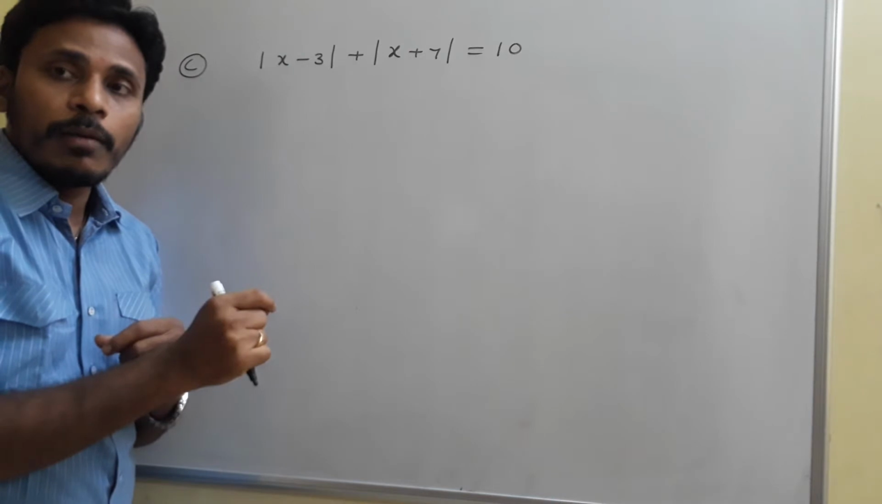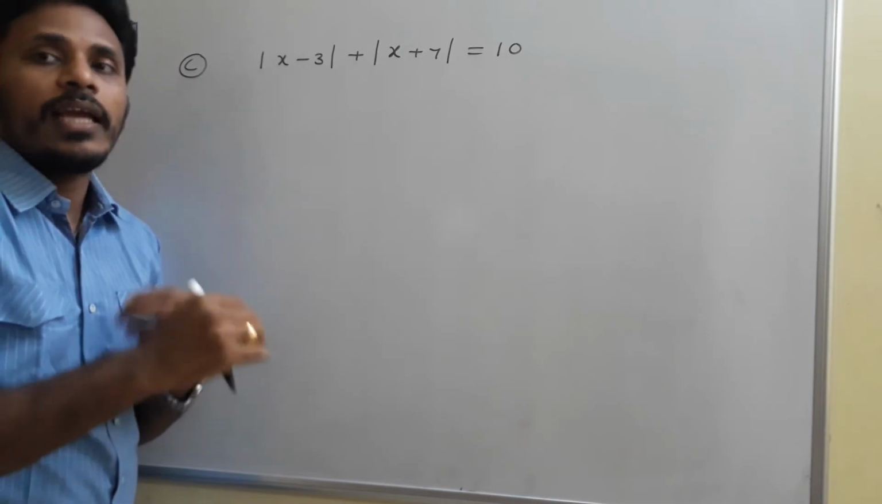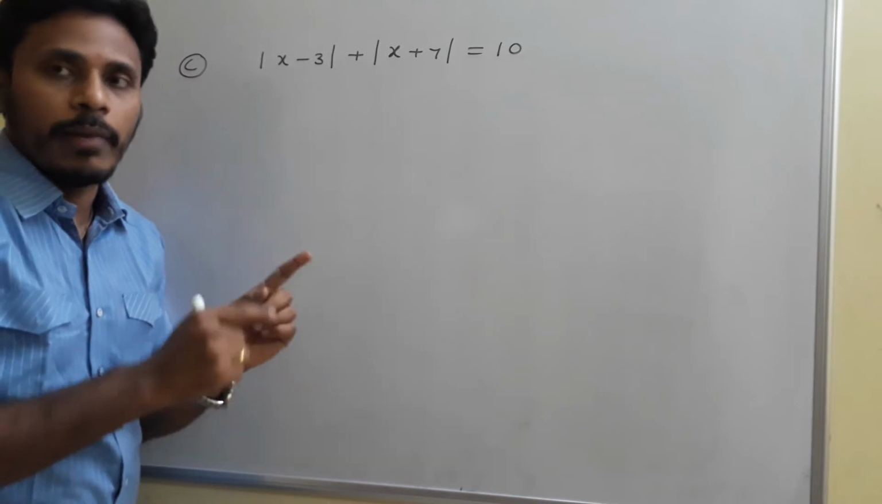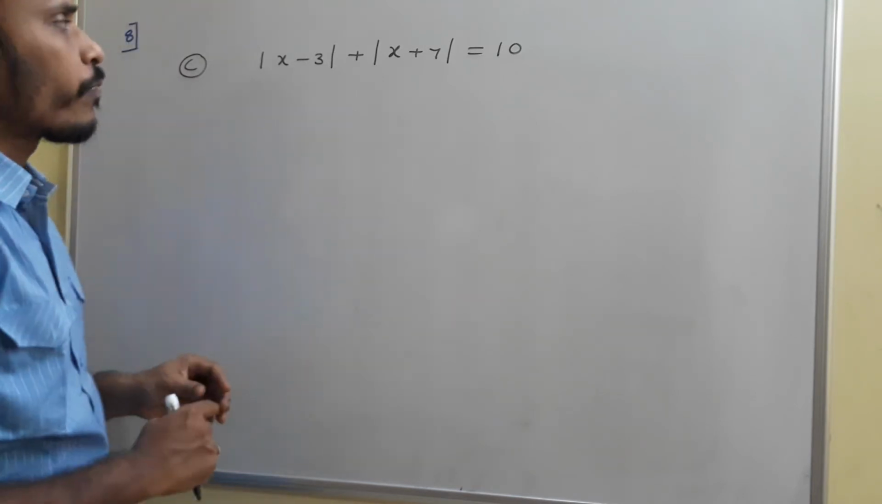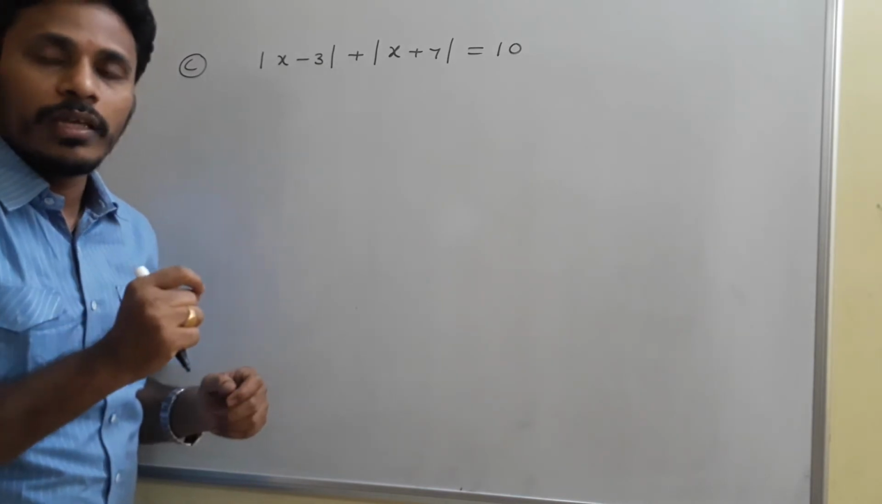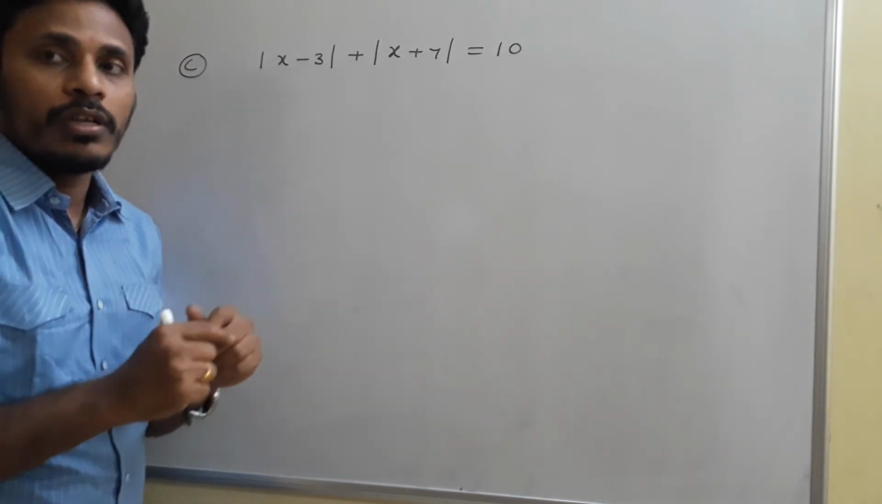That expression in the modulus, if it is positive, I easily remove the modulus, and if it is negative, then I multiply with a minus sign for the expression. So see, this is x minus 3, this is x plus 7. First of all, we need to think about the points where that modulus is 0.